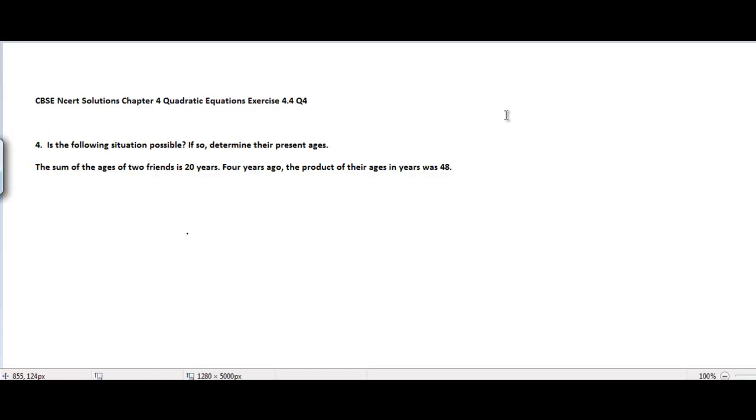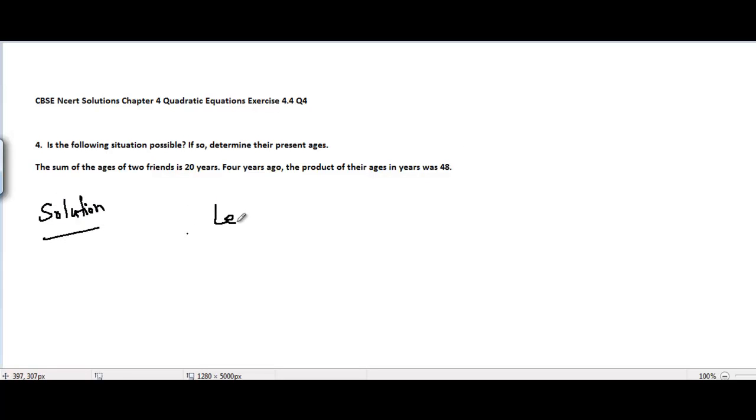CBSE NCERT Solutions, Chapter number 4, Quadratic Equations, Exercise 4.4, Problem number 4. The problem is: is the following situation possible? If so, determine their present ages. The situation is: the sum of the ages of two friends is 20 years. 4 years ago, the product of their ages in years was 48. So let's go through the solution.